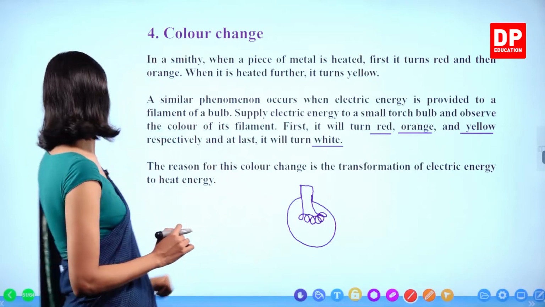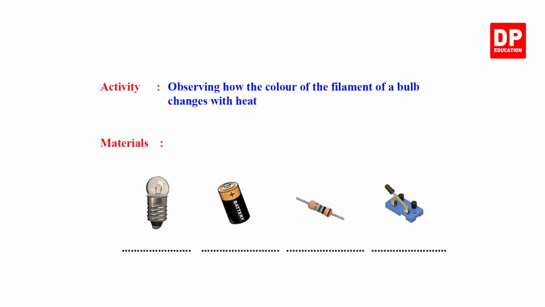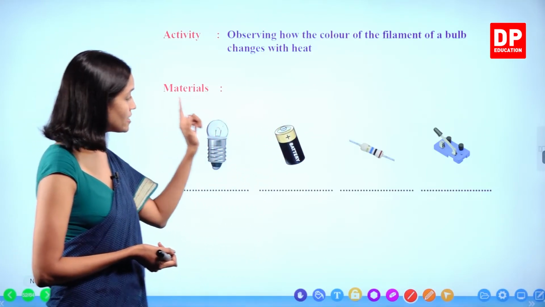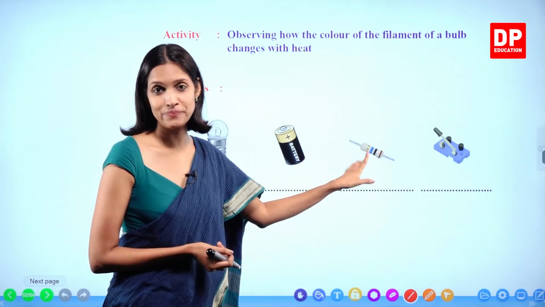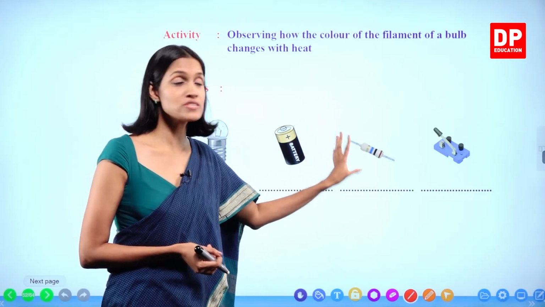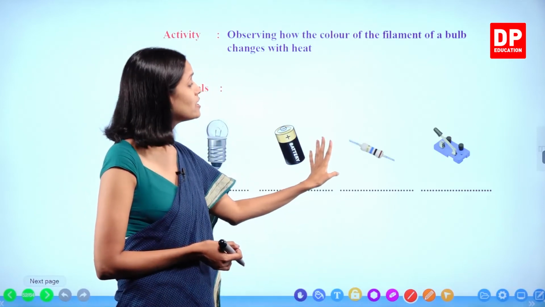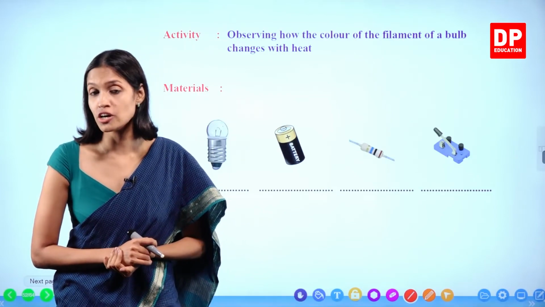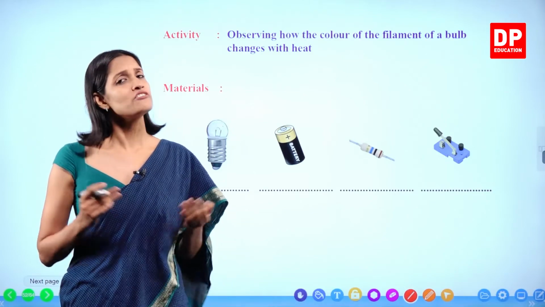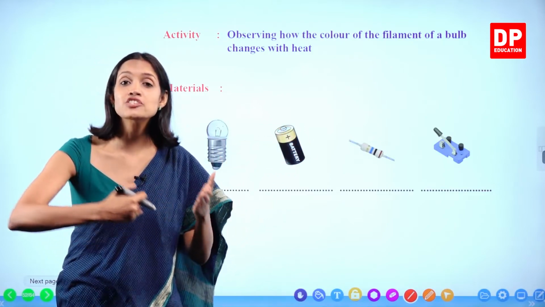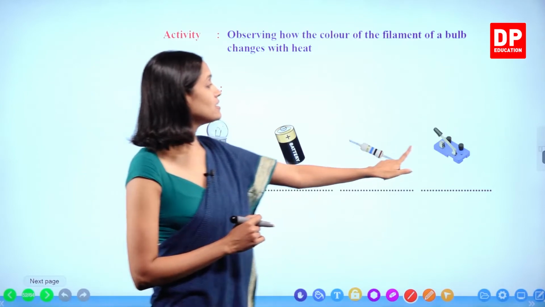So we have to do an activity to see this. Now we are going to do the activity. Observing how the color of the filament of a bulb changes with heat. Right? So what are the things we need? We need a filament bulb, a small filament bulb, and dry cells. What is this? This is a resistor. Right? In the electricity lesson, we learned about resistors. Now, this is a permanent resistor, but in this activity we are going to use a variable resistor. Okay? For the variable resistor, we are going to use a rheostat. In the previous lesson, I explained that a rheostat is a type of variable resistor. What is a variable resistor, children? Variable resistor means an instrument where we can change the resistance. Okay? And we need a switch.